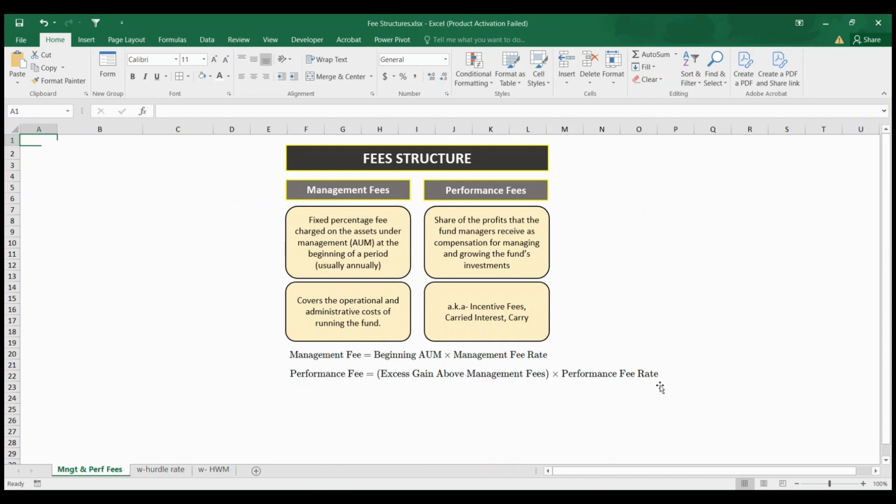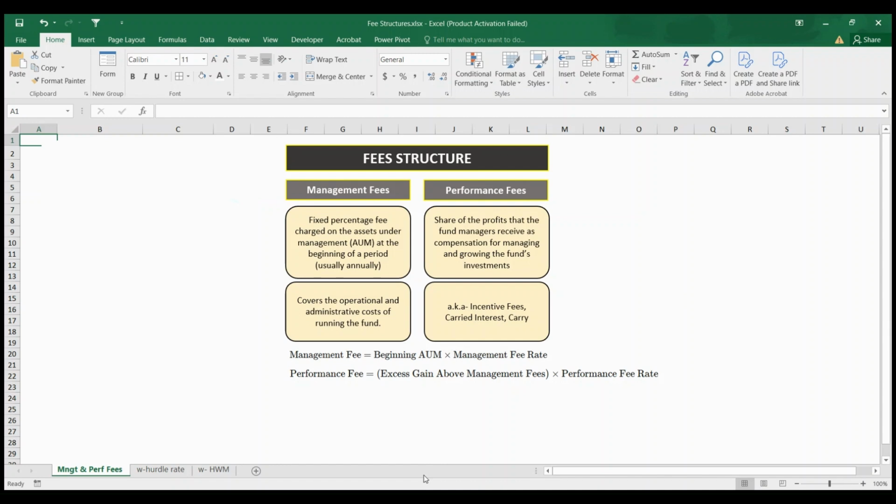Now coming to performance fees. Performance fee is calculated as a share of profits that the fund manager receives as compensation for managing and growing the fund's investment. In short, this fee aligns the manager's interest with those of the investors, because the manager is also getting an incentive if the fund is performing well.